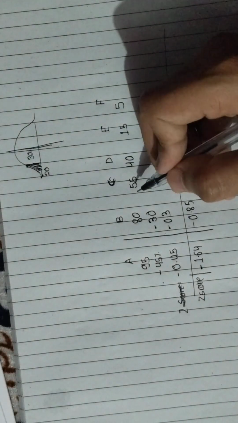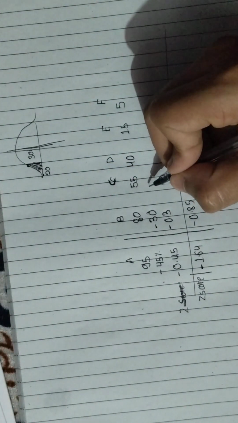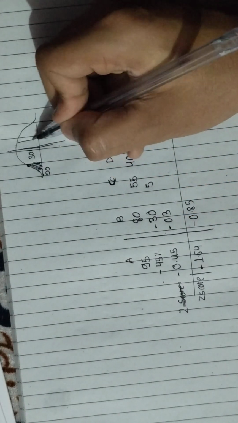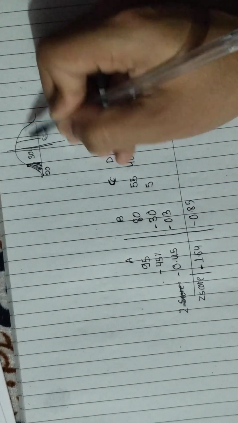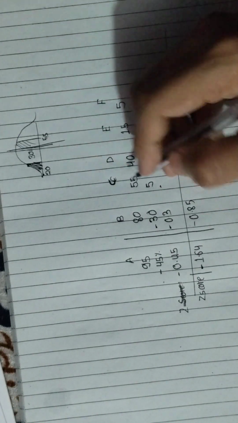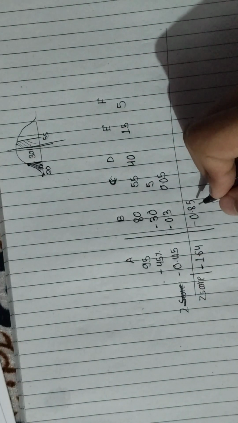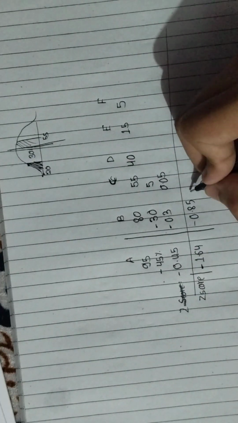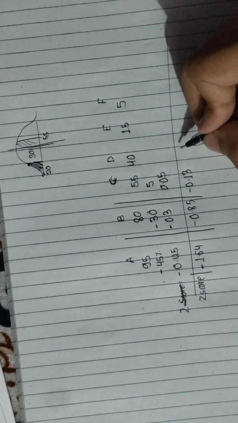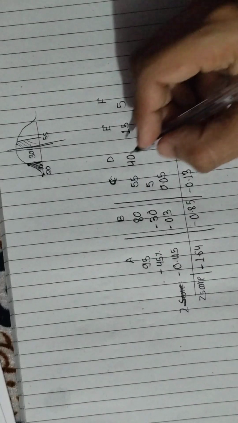Similarly for 55, this is 55%, so it is just 5% above the mean. The area is very small, 0.05, and on solving this you will get minus 0.13. In a similar way you can keep on solving. So in this way you will get a z score.